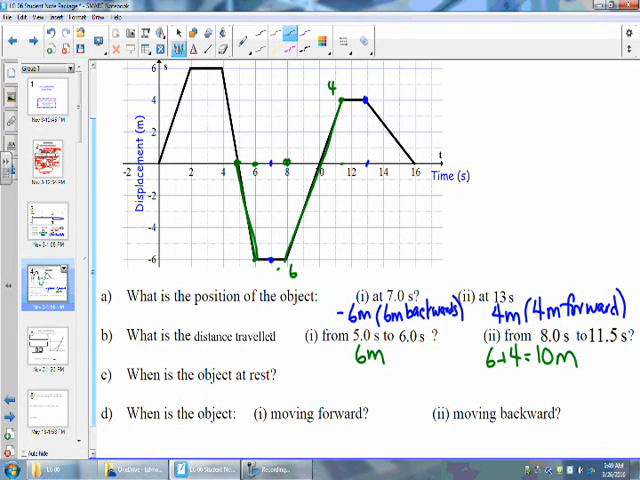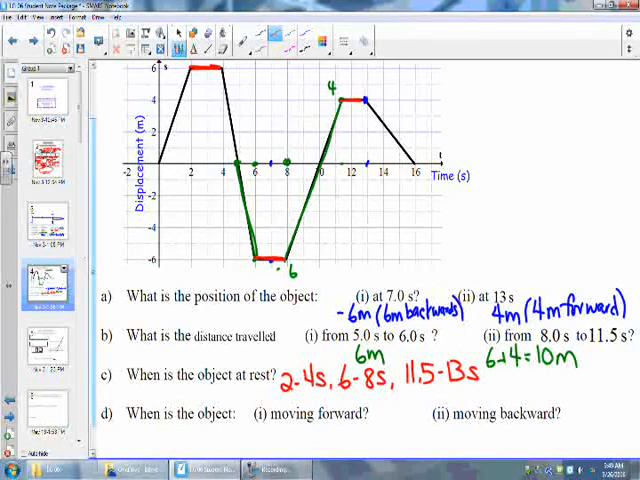And again, it's just going to be positive because it's a distance. When is the object at rest? Well, again, if positive is forward and negative is backward, something that is stagnant here, not moving, is obviously going to be where our object is at rest. So we would just say 2 to 4 seconds. We could say 6 to 8 seconds and 11.5 to 13 seconds. So again, it's just in those little red areas there.